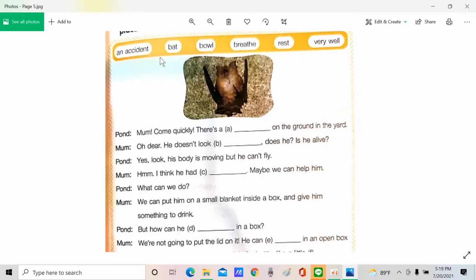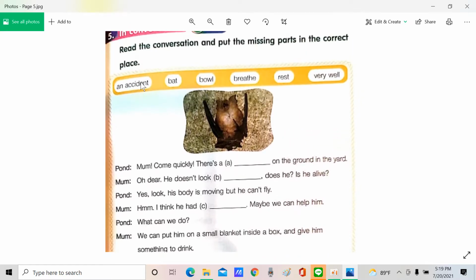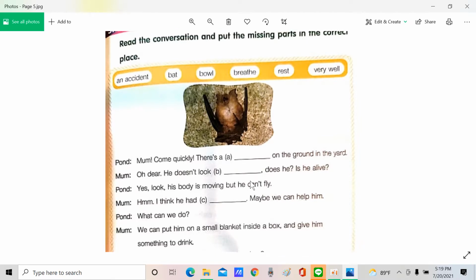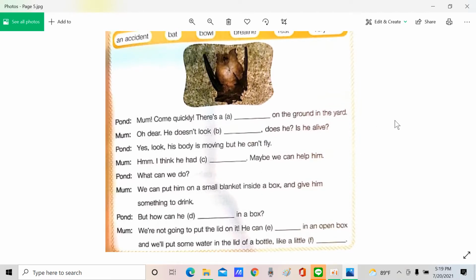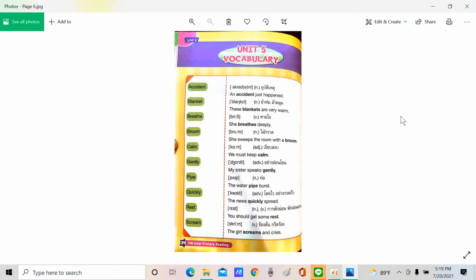Again, we choose from the words accident, bat, bowl, breathe, rest, and very well. So you are going to read these sentences, the conversation, and put these words to complete the conversation. Okay? So that is all for today's reading. Topic is a snake in the house. Again, don't forget page 34, the Unit 5 vocabulary, to study the spelling for a spelling test on Thursday.